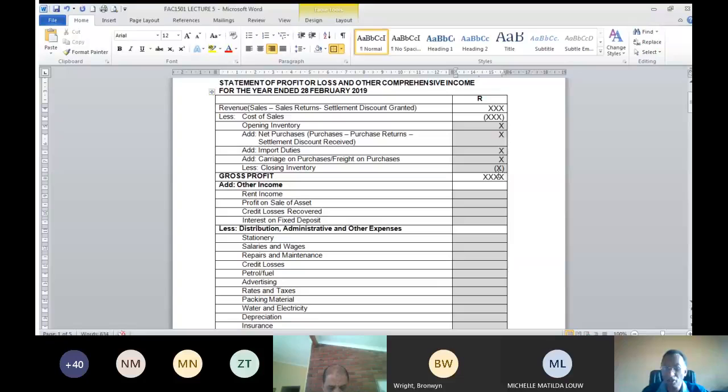So in order to calculate your gross profit, you take your amount of your revenue minus your cost of sales. So revenue minus your cost of sales, that will give you your amount of your gross profit. And that is like the first section or the first part of your statement of profit and loss and other comprehensive income, where you must just calculate the gross profit.